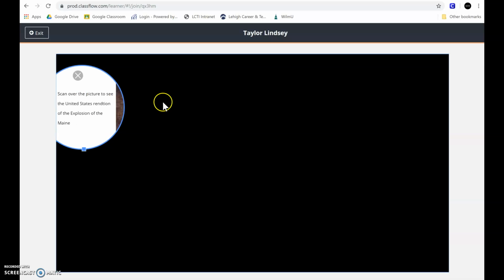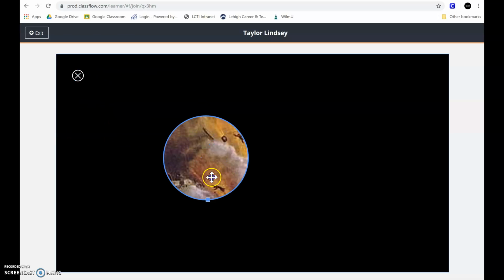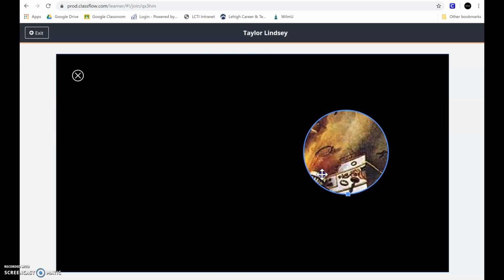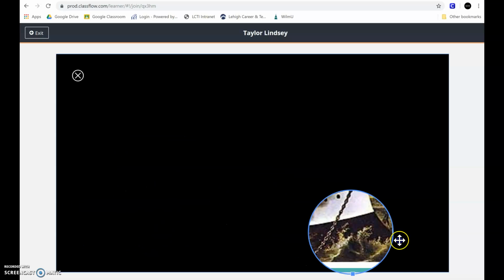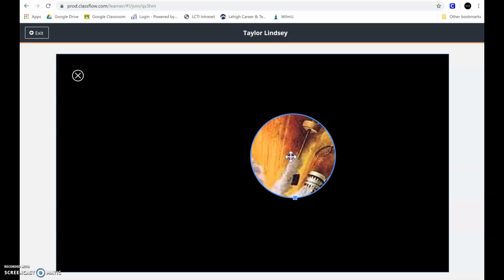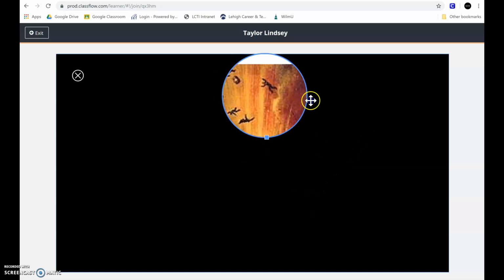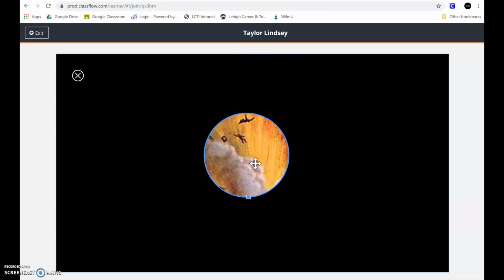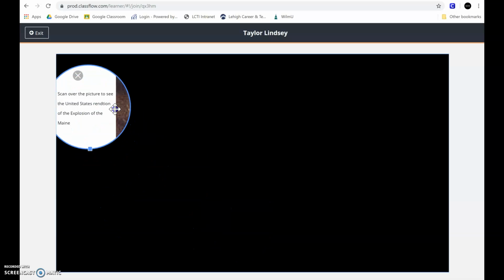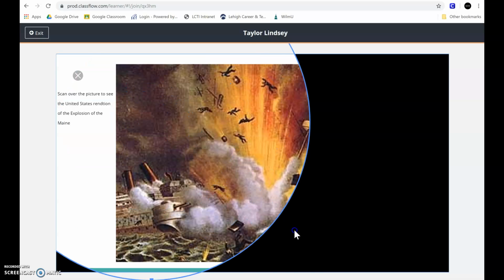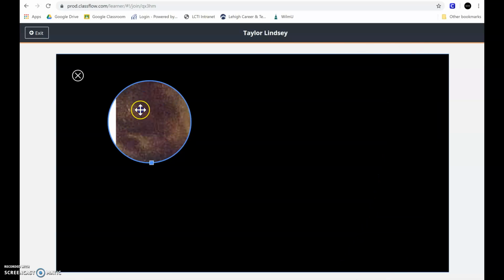Now, at this point in time, we can have part of our interactive feature that also shows up where students can scan the picture to see what picture was published in the American rendition of the explosion of the Maine. It was given, and facts were saying that it was exploded, then this painting comes out. We see bodies flying everywhere, explosions, smoke, the bow of the ship, smokestacks. You can expand this to go larger, but for this sake, why give away the whole picture?